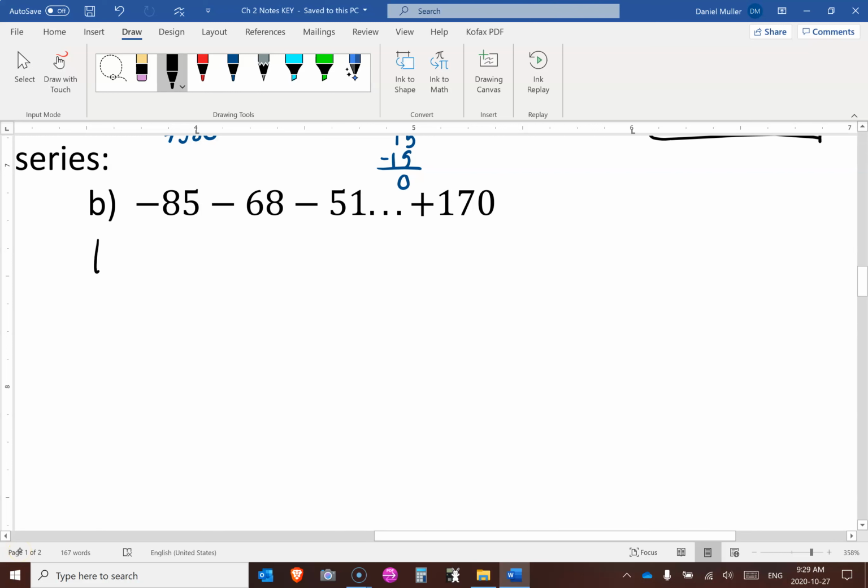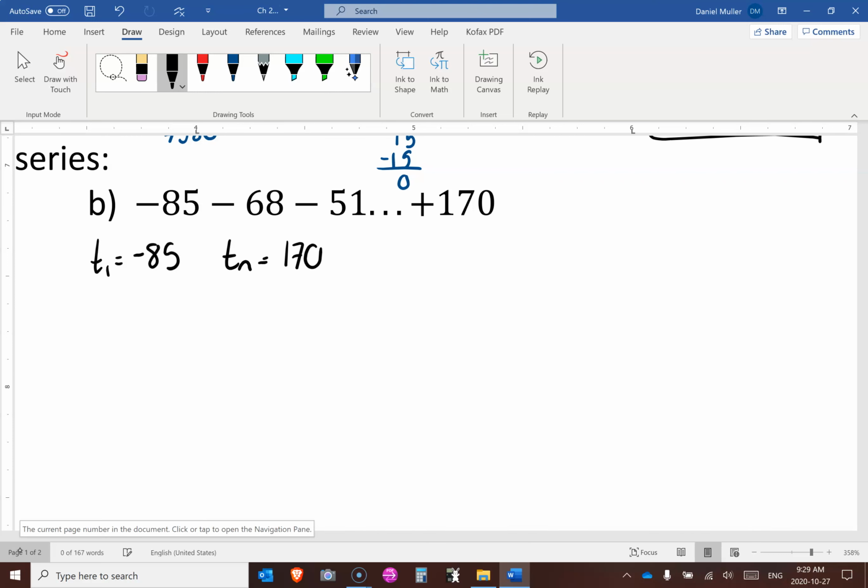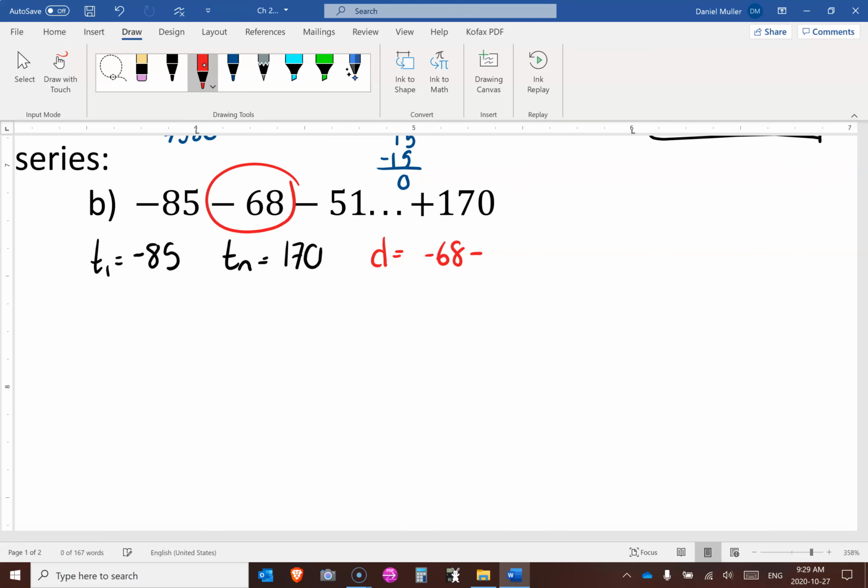Okay, so T1 is negative 85. Tn, my last term, nice, I have it, 170. D is one term minus the previous, so negative 68 subtract negative 85. So negative 68 plus 85, which is 17.